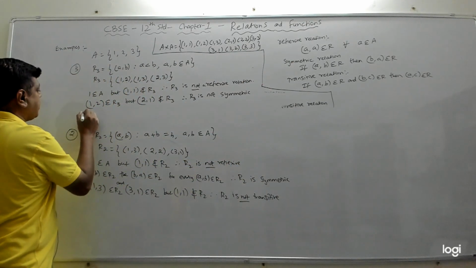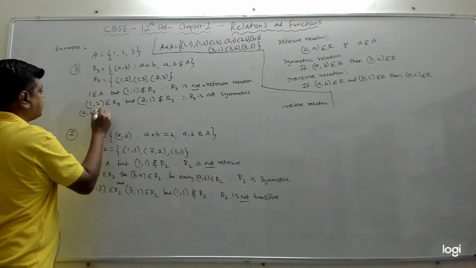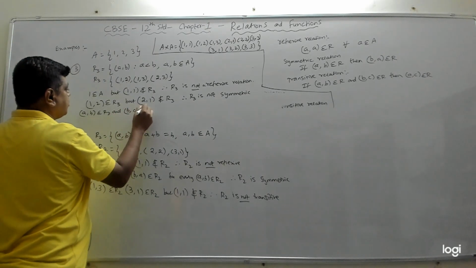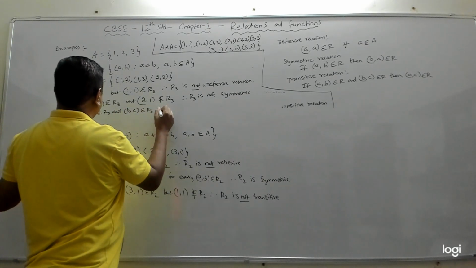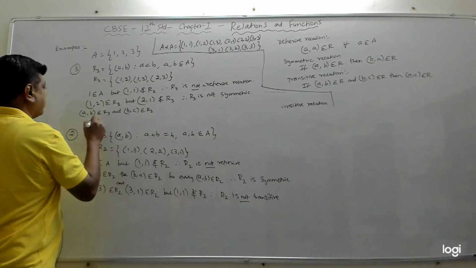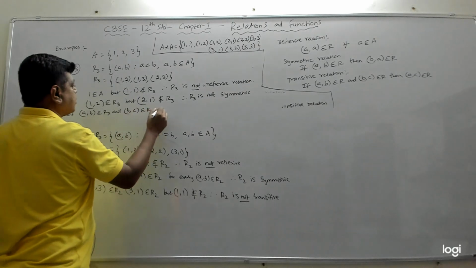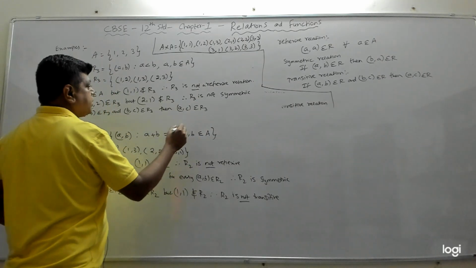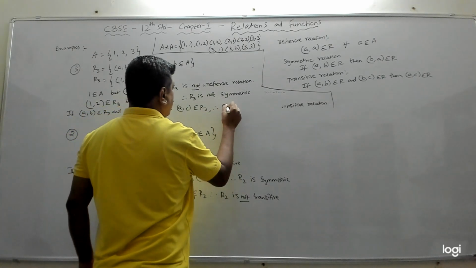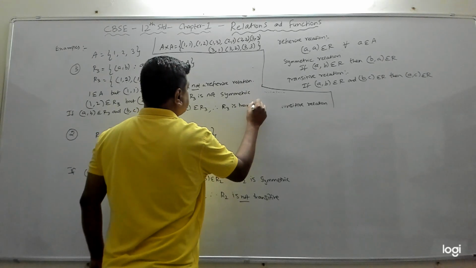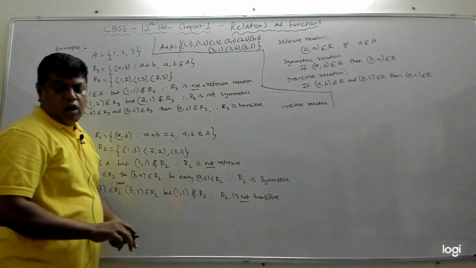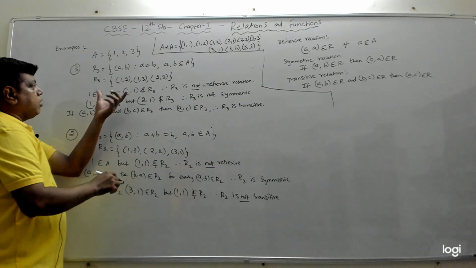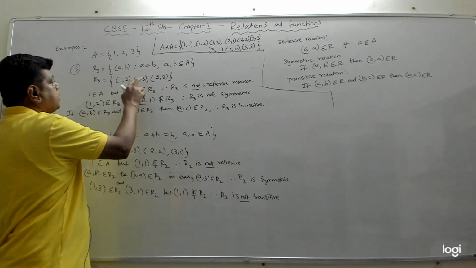So here we will say A comma B belongs to R3. Generally we will write, and B comma C belongs to R3. If A comma B belongs to R3 and B comma C belongs to R3, then A comma C belongs to R3. Therefore R3 is transitive. Therefore R3 is a transitive relation. Fine. Or we can take these two pairs and say this comma this belongs to R3.